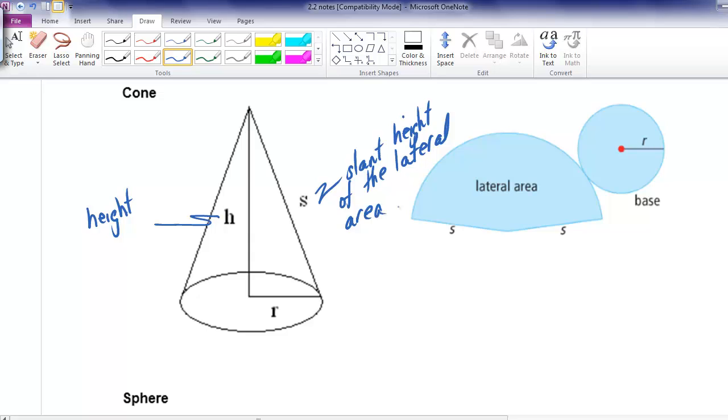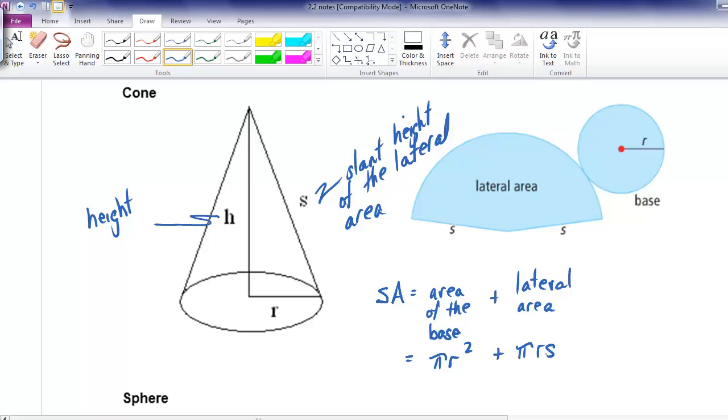So if we were going to figure out the surface area of this thing, well, surface area is equal to the area of the base plus the lateral area. And again, in this picture above, we're going to do something like this in class. This picture right above shows that. The area of the base is a circle, it's pi r squared. And the lateral area is going to turn out to be pi r s.